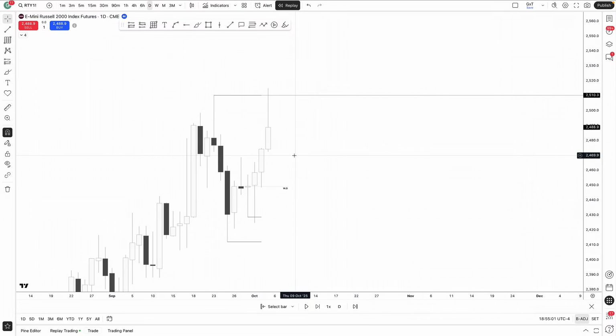For our last example, we're going to be covering a trade that I took on RTY. So let's get into it. Here we are on the daily. First, let's cover the higher time frame framework and intra-week development.